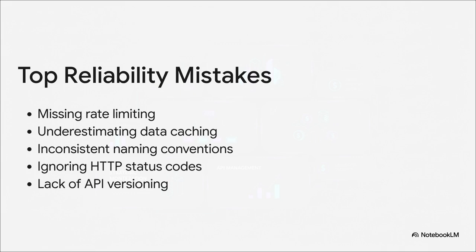On the reliability side, the blunders are just as costly. Missing rate limiting? That is basically an open invitation for a denial of service attack. You need to use distributed rate limiting via Redis to protect your backends. Underestimating data caching means your databases are just working overtime for absolutely no reason. Also, inconsistent naming and ignoring standard HTTP status codes create an absolute nightmare for the developers trying to consume your API. Oh, and a lack of versioning? That pretty much guarantees you'll break existing clients the second you try to update your system.